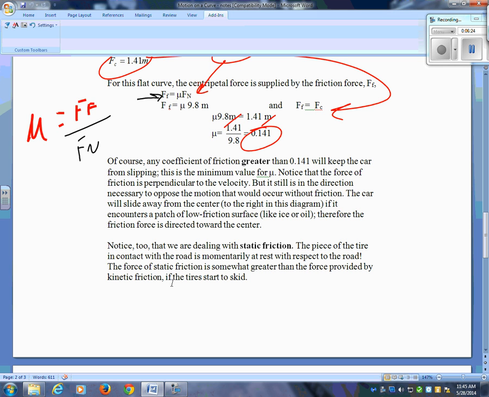Remember what the coefficient of friction was for the rubber tires on the road? It was about 0.65 or something like that. So that means that you could easily take this corner, right? Well, it's a 350 meter radius, which is a pretty big corner. If it's much shorter, then that's going to increase the necessary coefficient of friction.